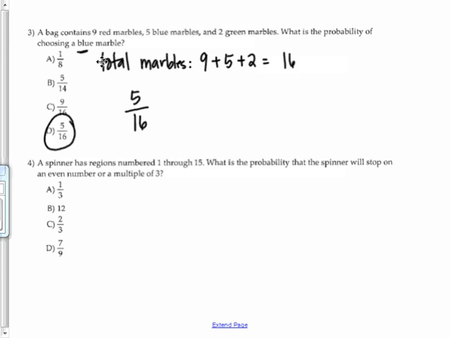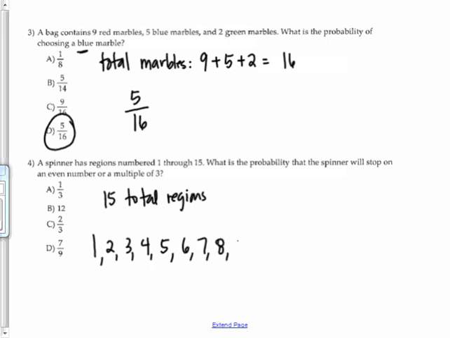A spinner has regions numbered 1 through 15. What's the probability that the spinner will stop on an even number or a multiple of 3? So you've got 15 total regions, numbered 1 through 15. It would be great to draw out a spinner and divide it into 15 sections, but this works too. You've got 15 sections, and you want to stop on either an even number.